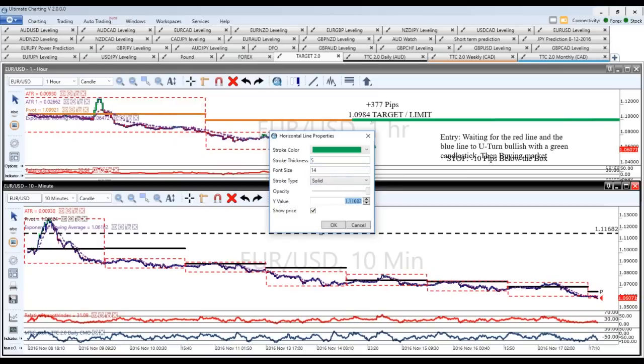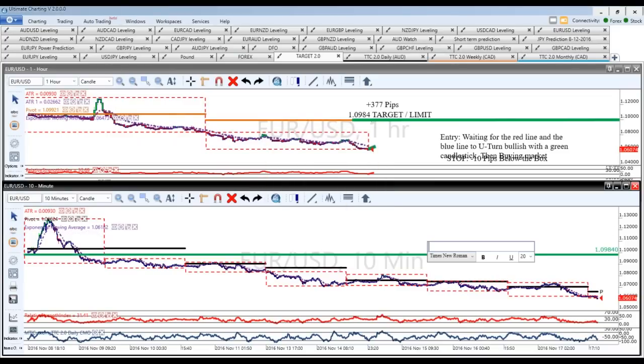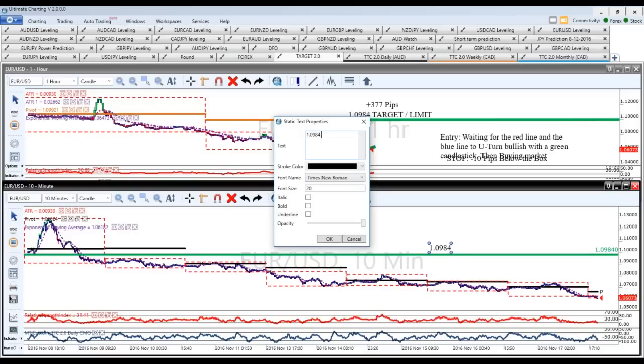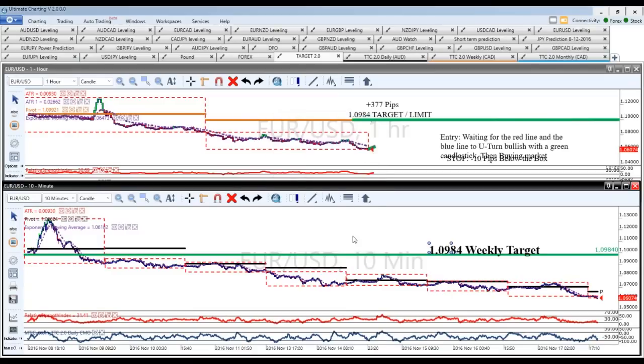Now, scalpers, you're going to experience more trades, so a higher production rate, but that doesn't necessarily mean you're going to make more money. The position traders typically make the most because they have the highest winning percent trades, 1.0984. But it takes a while. Followed by swing traders, followed by scalpers. We're going to say weekly target, and 30 bold, and we know that is 377 pips away.